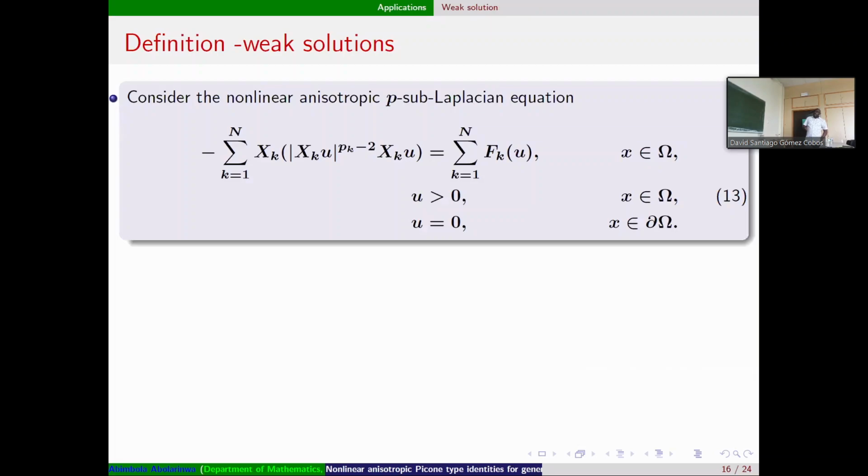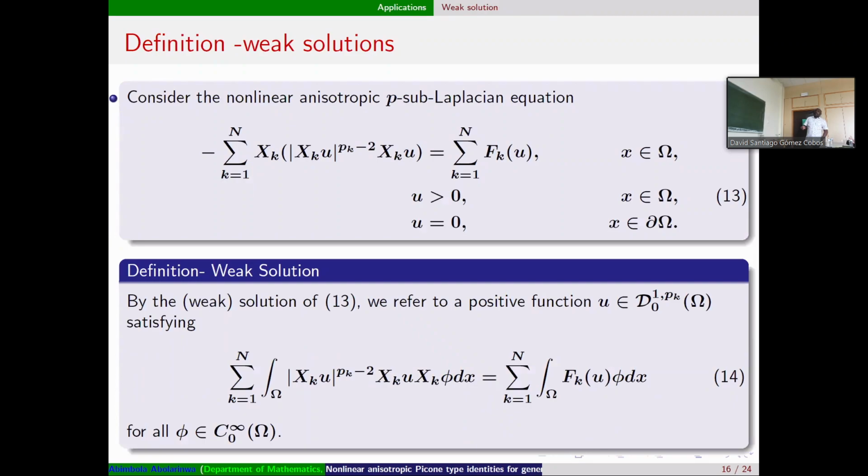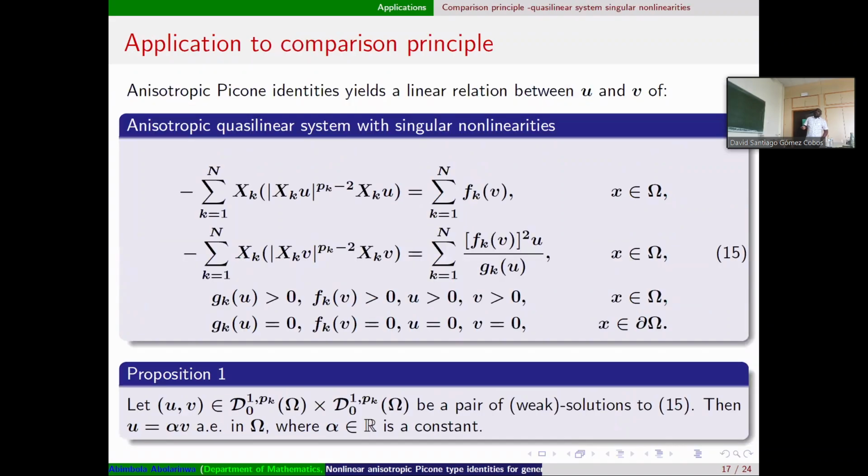So let's define the notion of weak solutions. You consider an equation of this form, and then you can define a weak solution by this, for every phi coming from C infinity. So this is the equation you have, and then you can define a weak solution. We are looking for u as a solution in this space.